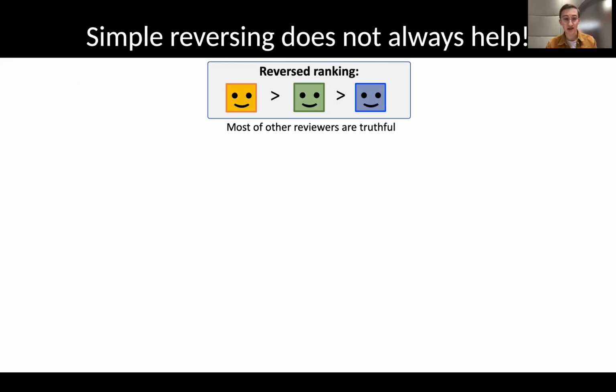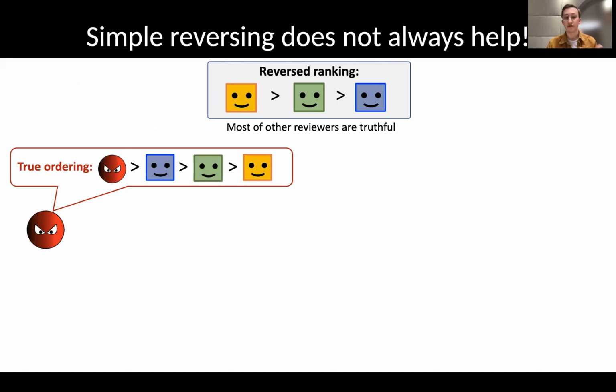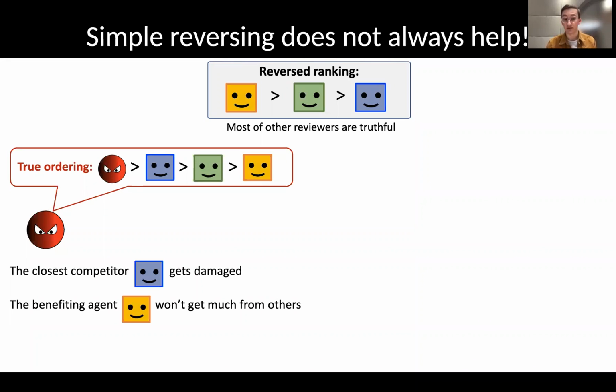And under this assumption, let's consider 2 hypothetical scenarios. In the first scenario, the ground truth ordering is such that we are indeed the best employee among those we need to rate. So we are better than any of them. And now let's see if reversing helps us. By reversing the ground truth ordering, we hurt our closest competitor. So the blue, who is the closest in the true ordering, gets the last place, and hence we kind of prevent ourselves from being overtaken by the blue reviewer.